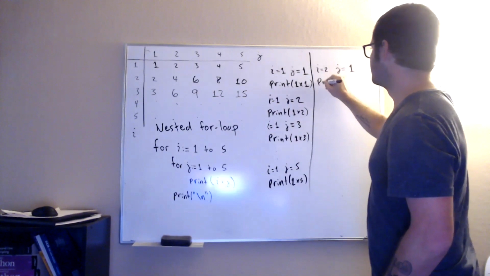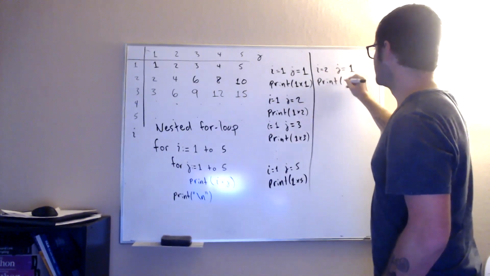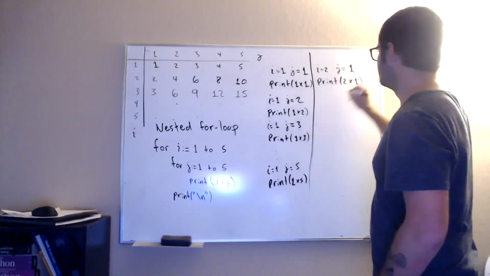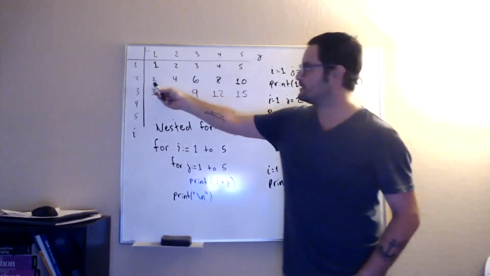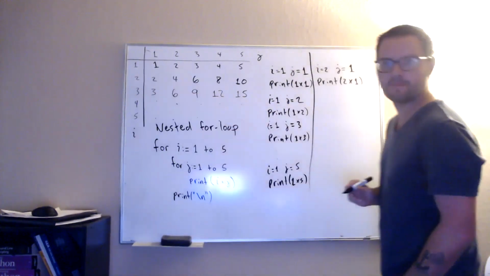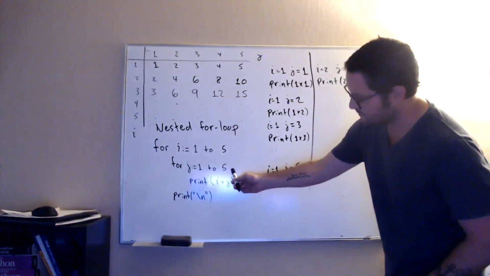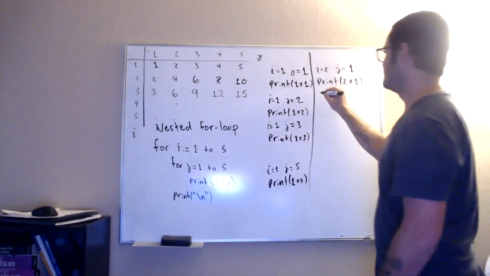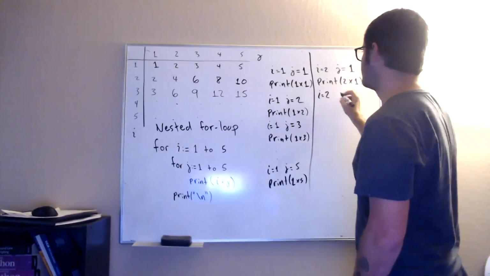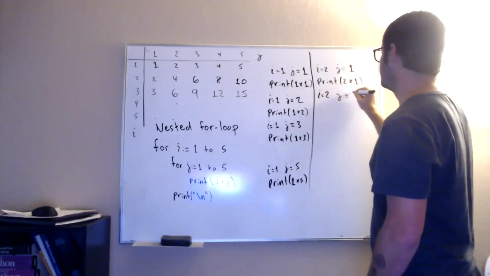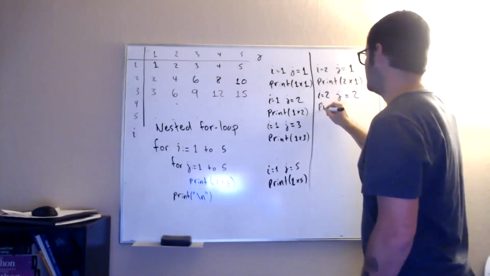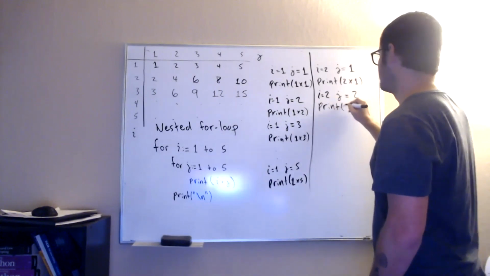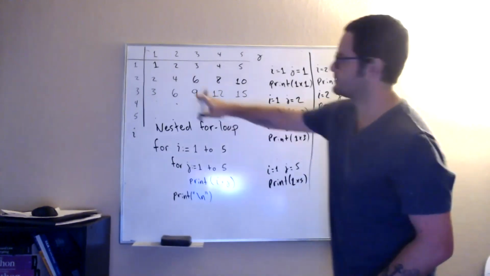And you want to print 2 times 1, which should give you that 2 right there, right? But now we're still inside of the second for loop. J is not 5 yet, so we have to increment J. So I stays at 2, and then J is incremented to 2. And we print 2 times 2, which will give us that 4 right there.